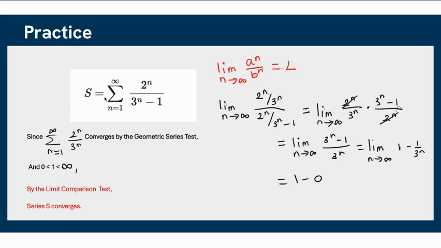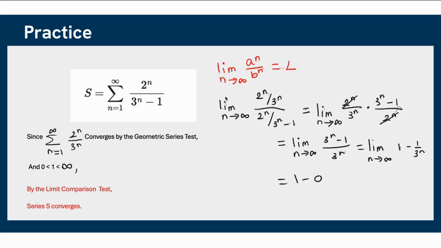The series is the sum from n equals 1 to infinity of 2 to the power of n over 3 to the power of n minus 1. Now we're going to use the limit comparison test on this. First thing that we have to do is figure out a series to compare our given series to. I chose 2 to the power of n over 3 to the power of n, just because it would probably follow our given series since they're so similar.